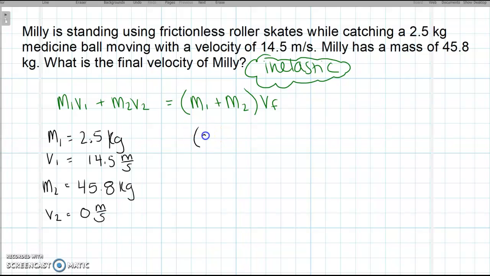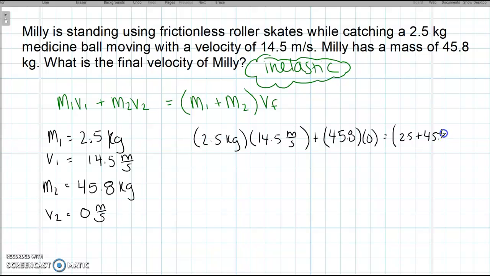So we have 2.5 kilograms times 14.5 meters per second plus 45.8 times 0 is equal to our masses combined times vf. And this final velocity is what we are trying to solve for. So what is the final velocity for the Millie and medicine ball system? Okay, so all we have to do now is do the math.